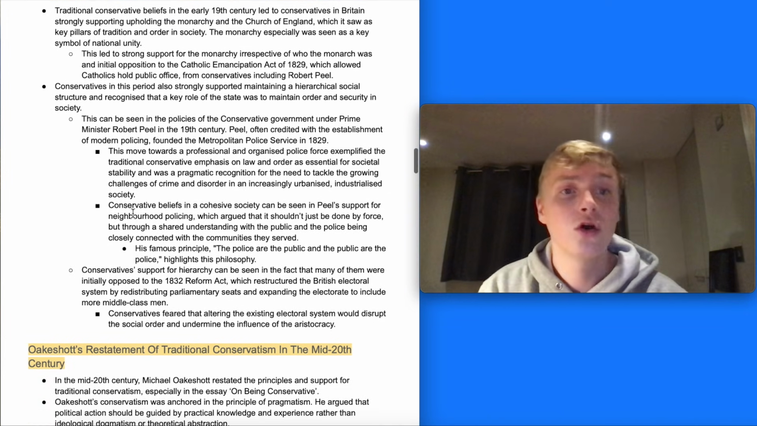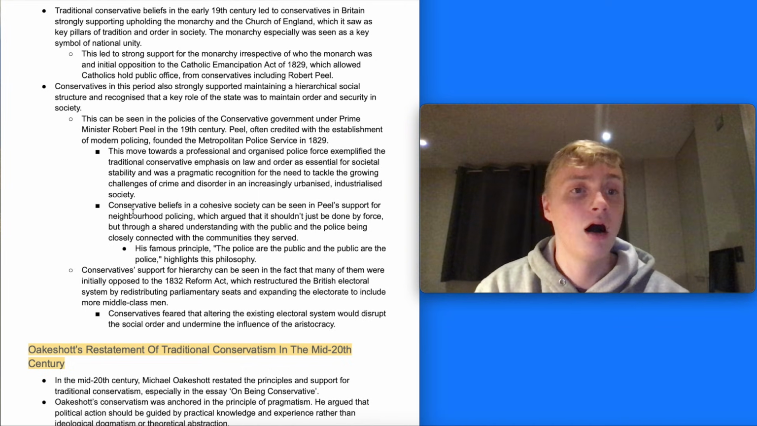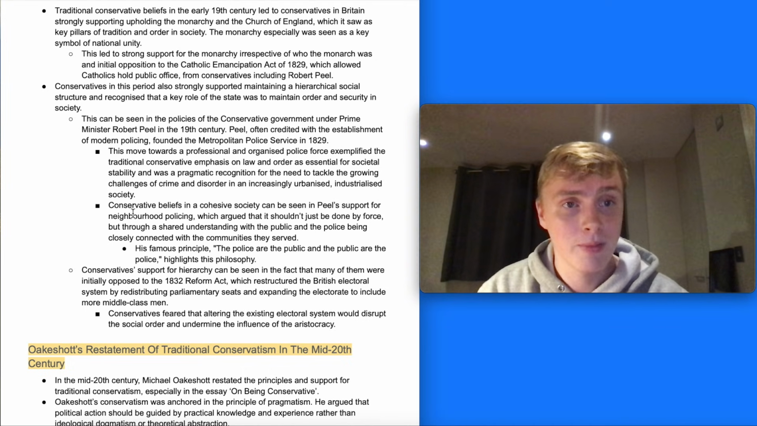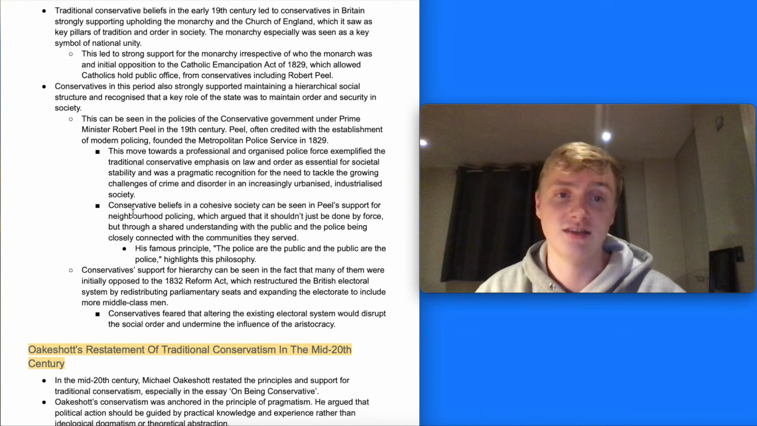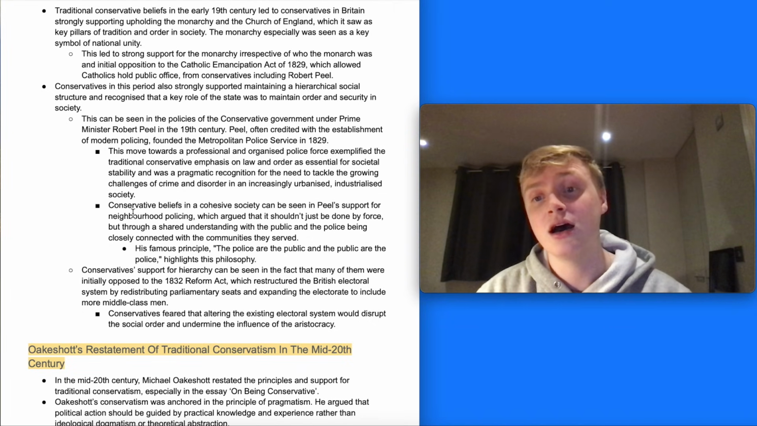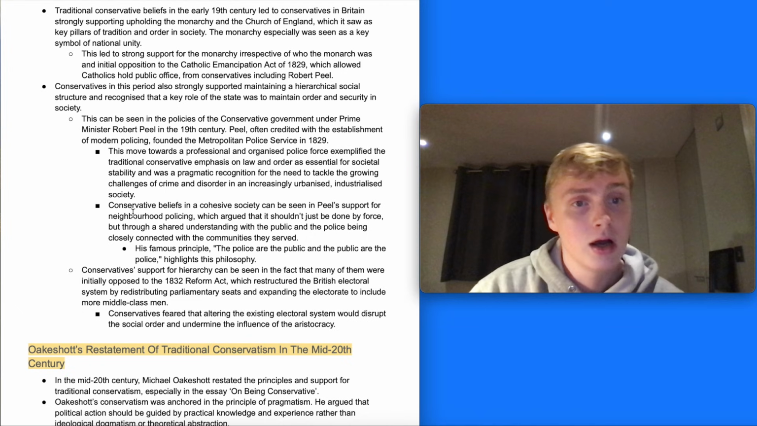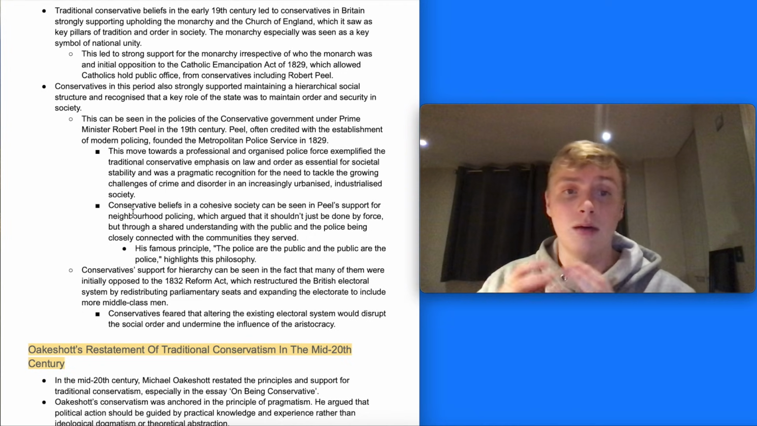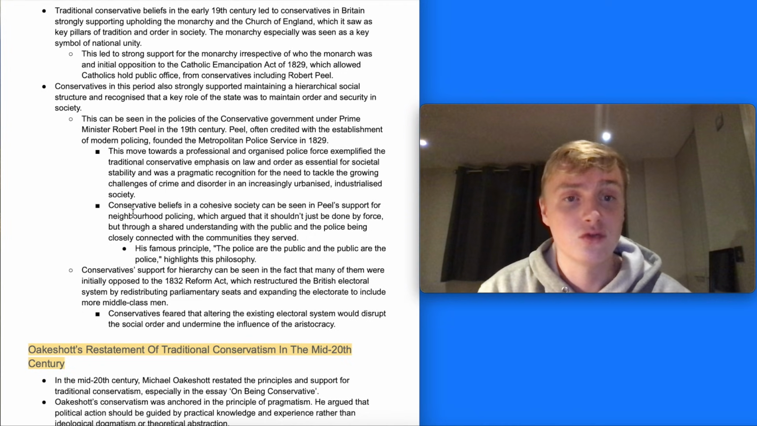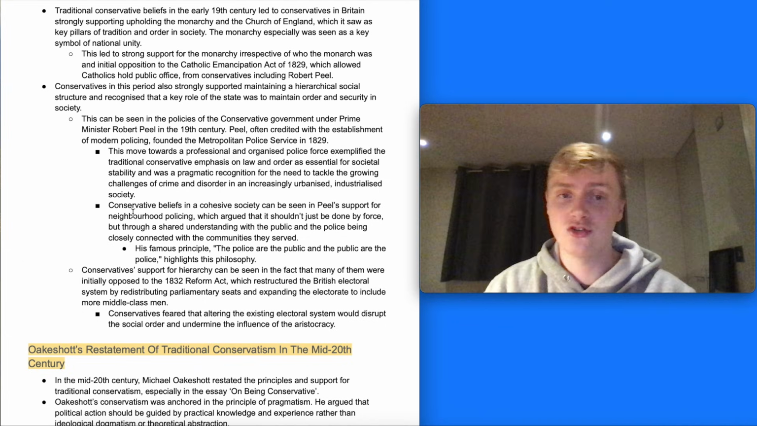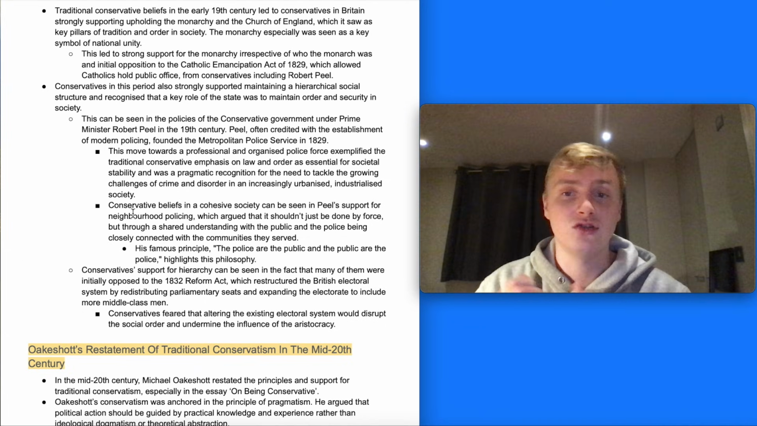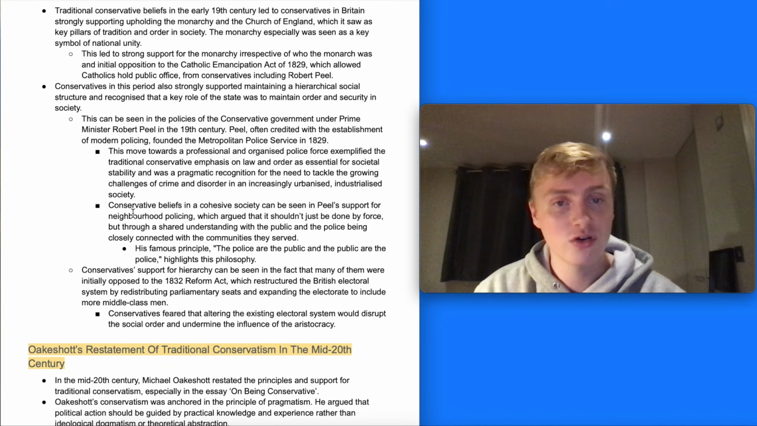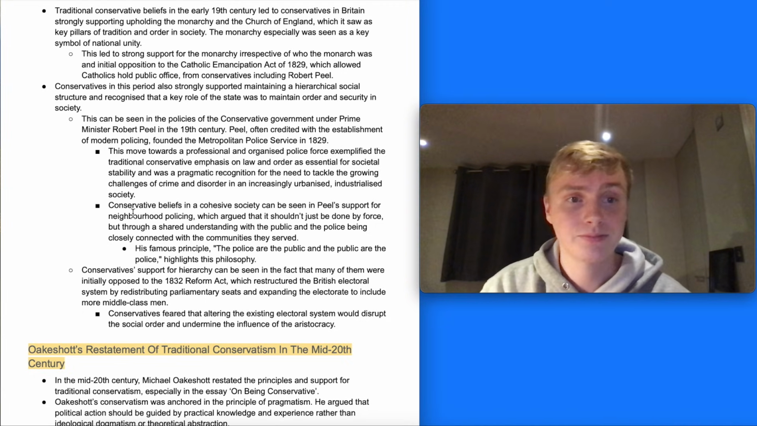Conservatives in this period also strongly supported maintaining a hierarchical societal structure and recognised that a key role of the state was to provide order and security in society. This can crucially be seen under Prime Minister Robert Peel. He established the Metropolitan Police Service in 1829. This move towards a professional, organised police force emphasised the traditional conservative belief in law and order in society and preventing disorder effectively.